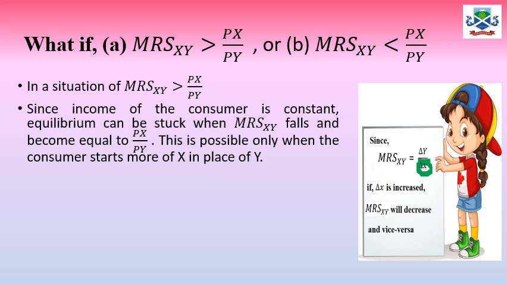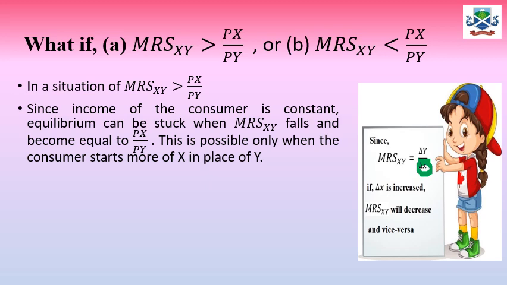Now, if we require this to be equal to get the equilibrium, how is it possible? Here MRS is greater than Px by Py, so you have to decrease this part. You have to decrease the consumption of good Y and start consuming more of good X in place of good Y. If you do it, then your MRS will decrease and become equal to Px by Py. So that is the answer to the first condition.